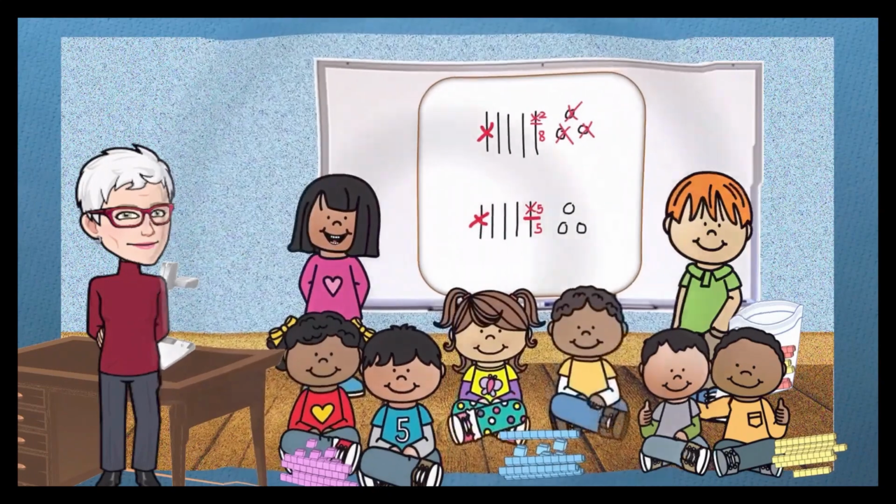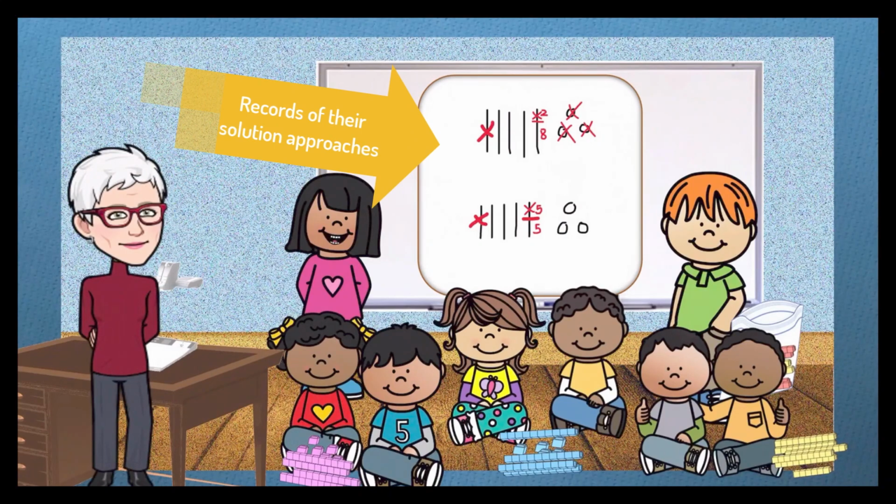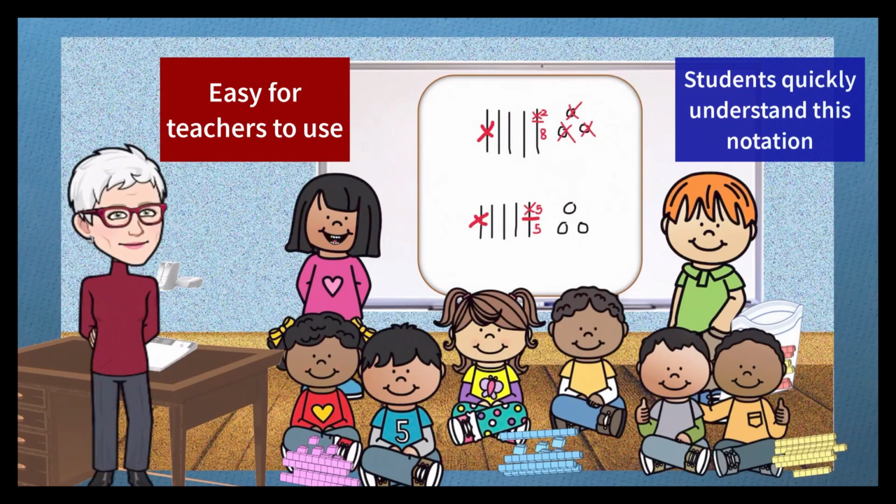It is possible to tell by looking at the completed drawings how Hope and Lucas solved this task. The drawings are records of their solution approaches. They show how the approaches differ. In our experience, teachers find this notation easy to use and students quickly understand it as well.